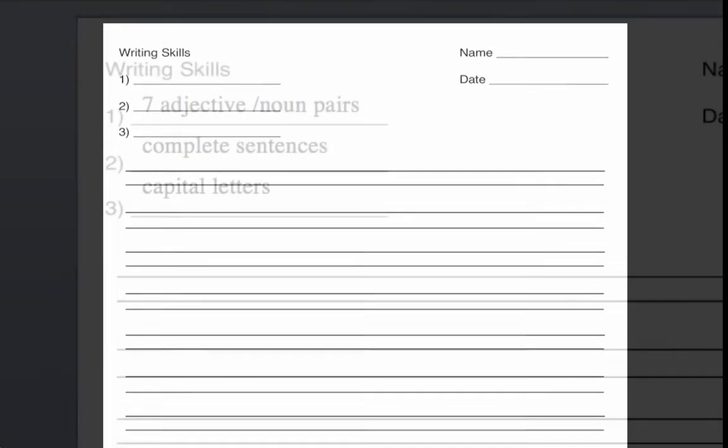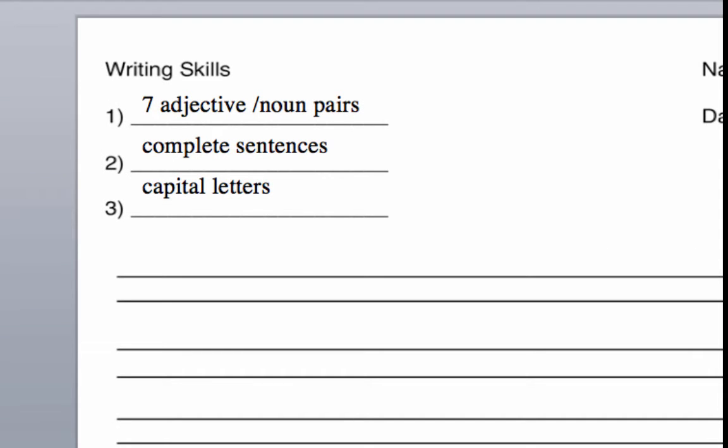Take a look at the class writing paper. Write your name and today's date. Look in the corner where it says Writing Skills. These are the skills the teacher is going to use to assess your writing piece. On the first line, write 7 adjective-noun pairs. On the second line, write complete sentences. And on the third line, write capital letters. These are the writing skills your teacher wants you to do your best on in your story.